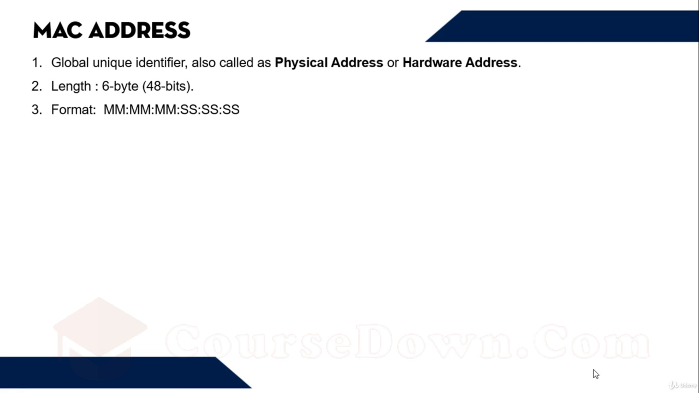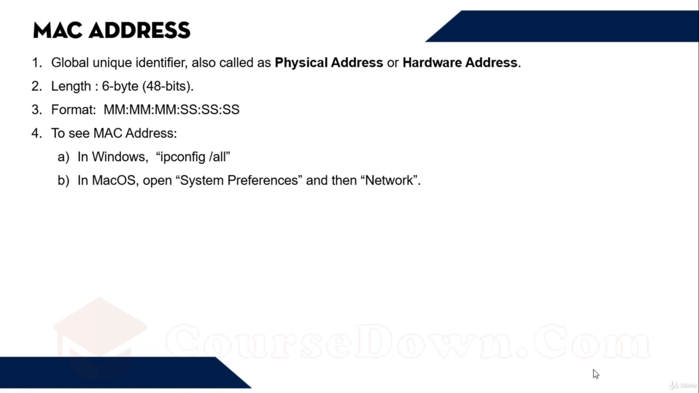Now let's learn how to see a MAC address. This is the command that has to be typed in the dialog box in order to find the MAC address. In Mac OS, open System Preferences and then Network, and in Linux there's ifconfig -a. MAC addresses are permanently burned into hardware by the hardware manufacturer.